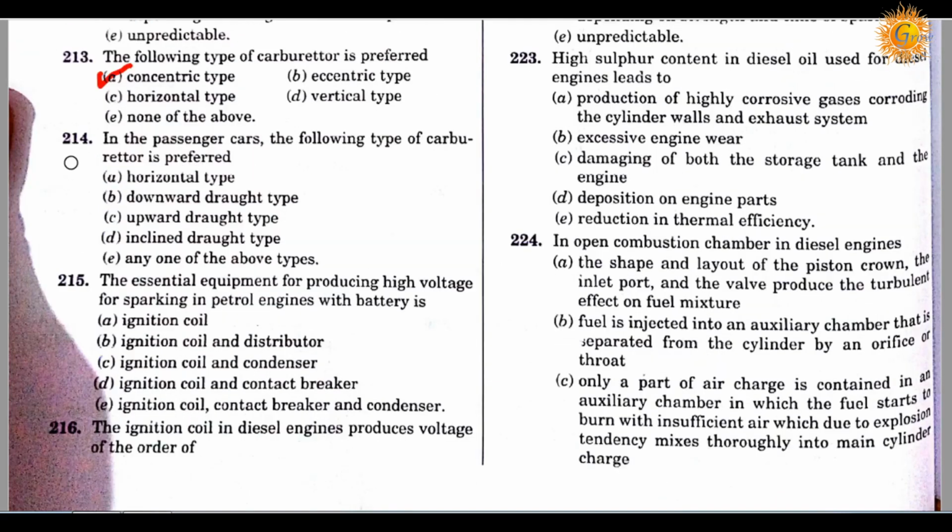Question number 214. In the passenger cars, the following type of carburetor is preferred? Option A, horizontal type. Option B, downward draught type. Option C, upward draught type. Option D, inclined draught type. Option E, any one of the above types. So the correct answer is B, it's a downward draught type.